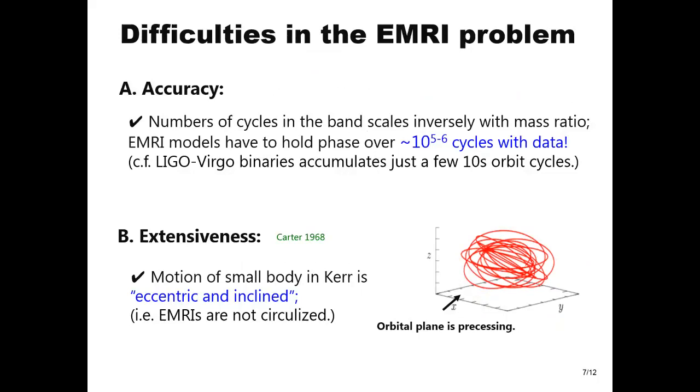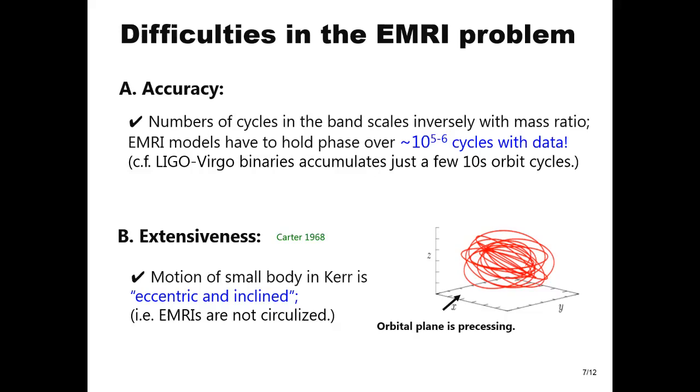Although this perturbative picture makes the theoretical modeling task a bit easier, the EMRI modeling problem is still tough. Here I listed the two main difficulties of the EMRI modeling problem. The first difficulty is accuracy. The number of cycles in the detector band scales inversely with the mass ratio of the binary, which means that every model has to hold phase over 10^5 to 10^6 cycles with data. This is a big contrast to the LIGO-Virgo binary case, because those binaries accumulate just a few tens of orbital cycles in the detector band, which is much shorter than the EMRI case.